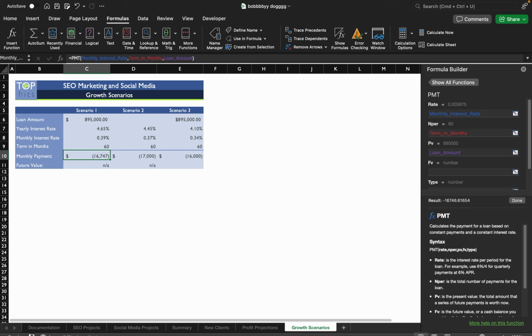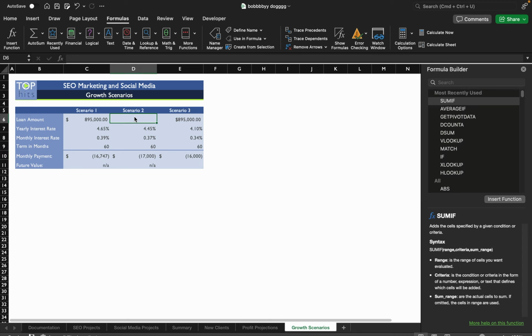All right, now we're going to go on to the PV, and this is going to be scenario 2. Carla wants to make a monthly payment of $17,000 at an annual interest rate of 4.45%. She wants to know how much she can borrow on those terms. Calculate the loan amount for Carla as follows. In cell D6, we are going to insert the PV function.